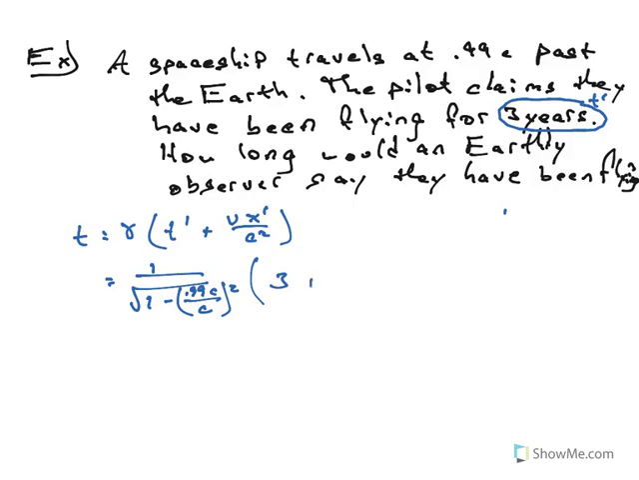Well, let's look at the next term. The next term says, look, you've got u, x prime, c squared. U is how fast the ship travels. C squared is c squared. X prime is the location of the ship according to the person on the ship.